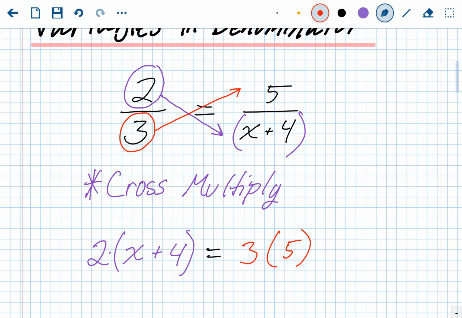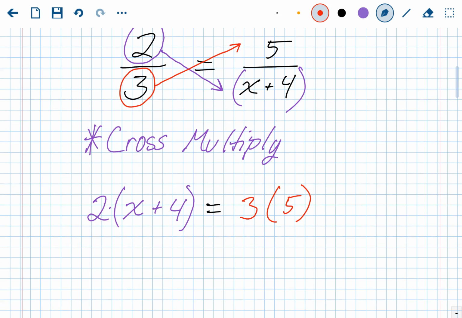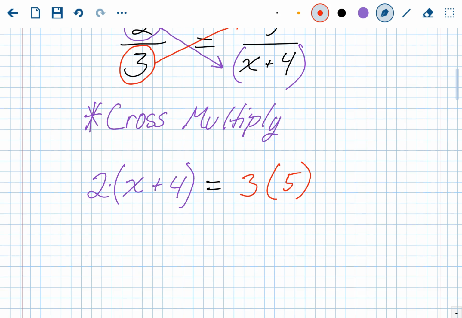Those are always going to be equal. But now we don't have a fraction anymore. Our variable is not in the denominator. It's up in the normal line. So now we just simplify and solve. On this one, we're going to have to distribute 2 times x, 2 times 4. So that gives us 2x plus 8. And on the right side, you have 3 times 5. You just simplify that. 3 times 5 is 15.